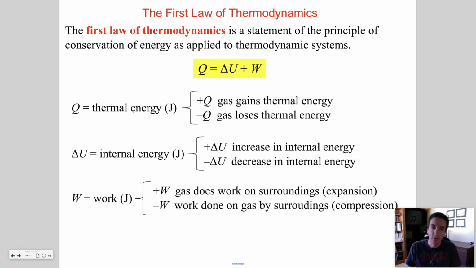So Q, sort of like Q equals mc delta T, is amount of thermal energy. So if Q increases, our ideal gas gains thermal energy. If it decreases, it loses thermal energy. So very similar to what we were talking about before, endothermic, exothermic processes, stuff like that. Internal energy, again, applies to a change in temperature. So if it goes up, that means an increase in temperature. If it goes down, that means a decrease in temperature.